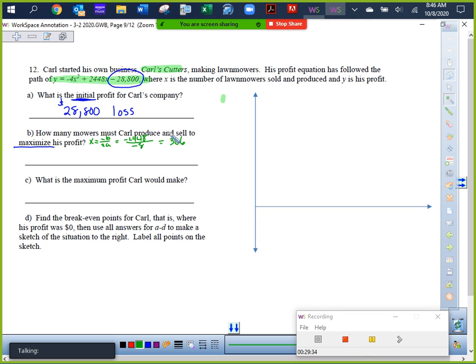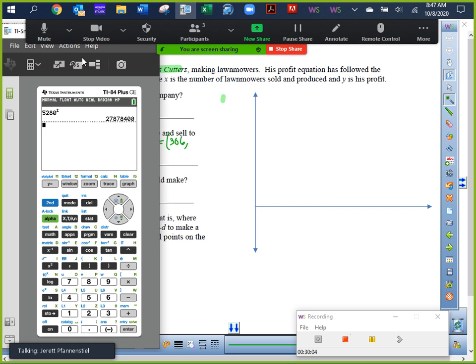Now, we might as well just find the whole vertex while we're doing it, because they're going to ask us the next number. So 306 is the x value of the vertex. How do you find the y value of the vertex again? Sub it in. Use parentheses.